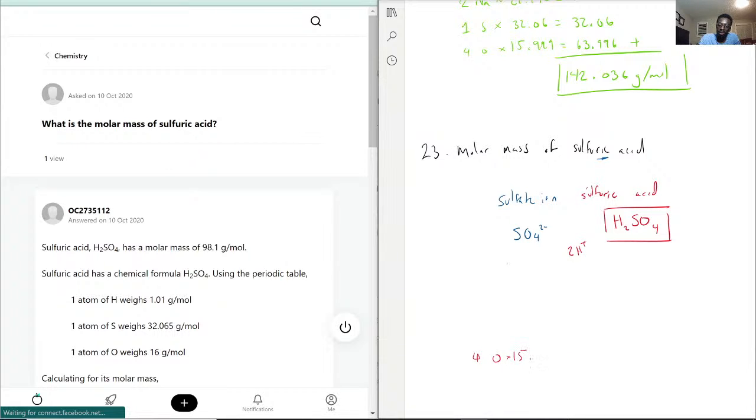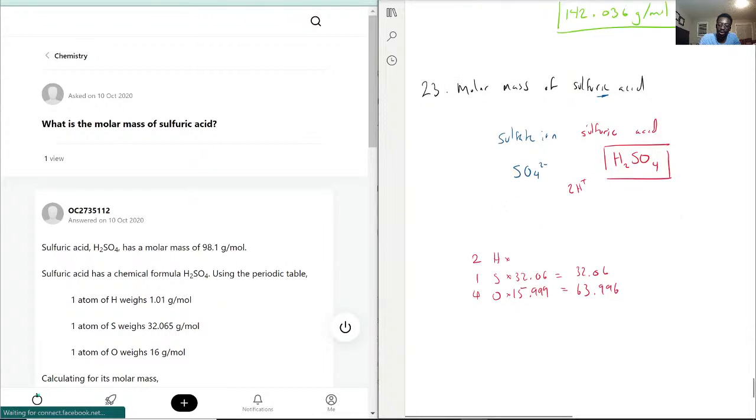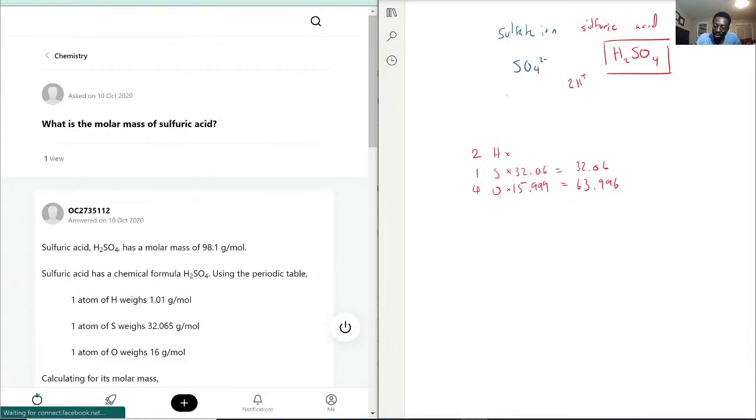So times 15.999, which equals 63.996. And we still have 1 sulfur, times 32.06, which is 32.06. The key difference now is just that we have 2 hydrogen instead of 2 sodiums. So that's 1.008.